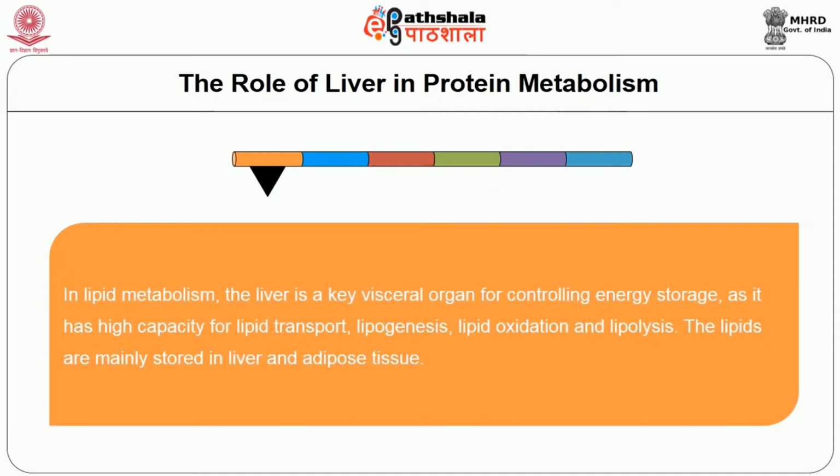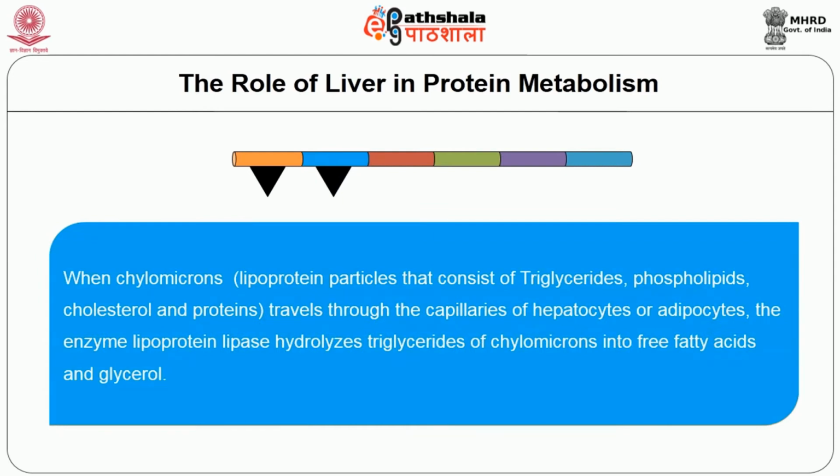The liver plays a role in lipid metabolism for controlling energy storage, as it has the capacity for lipogenesis, lipid transport, lipid oxidation and lipolysis. The lipids are mainly stored in liver and adipose tissues. When chylomicrons, which are lipoprotein particles that consist of triglycerides, phospholipids, cholesterol, and proteins, travel through the capillaries of hepatocytes or adipocytes, the enzyme lipoprotein lipase hydrolyzes the triglycerides of chylomicrons into free fatty acids and glycerol.